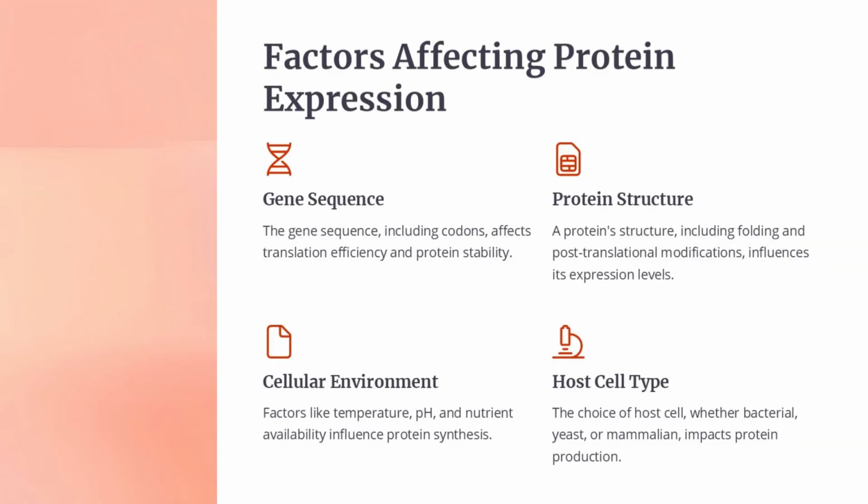The gene sequence, including the specific codons used, can affect the efficiency of translation and the stability of the final protein product. A protein structure, including how it folds and any post-translational modifications it undergoes, plays a key role in determining its expression levels. The cellular environment, such as temperature, pH, and nutrient availability, can significantly influence the rate of protein synthesis. The choice of host cell, whether it's a bacterial, yeast, or mammalian system, can have a major impact on the overall level of protein production.